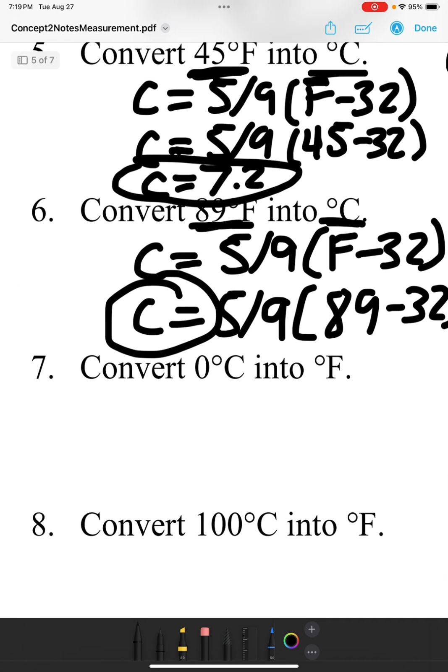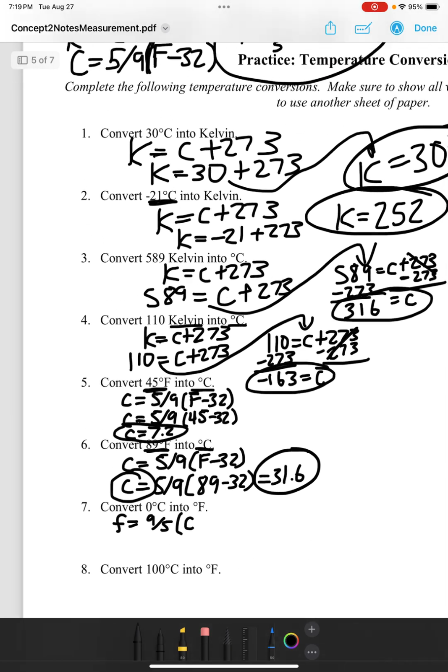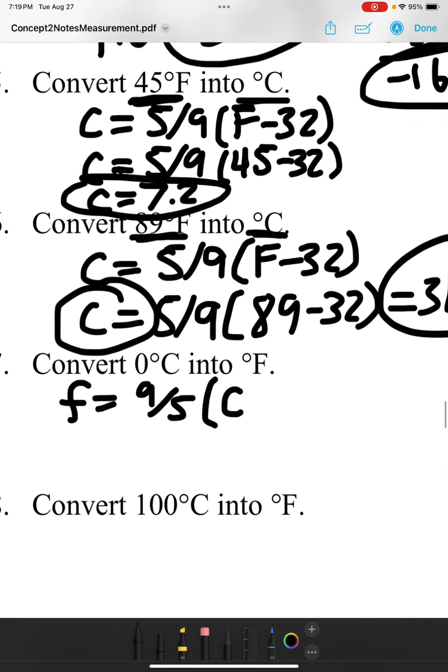So we're going to do F equals 9/5, or 9 divided by 5, C plus 32. Is that in parentheses? No, it's not. Just kidding. 9/5 C plus 32. Okay, and because the 9/5 is touching the C, there's silent multiplication happening there. Anytime you have a number touching a letter, there's silent multiplication.